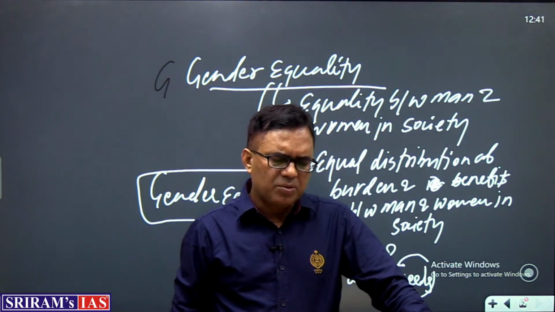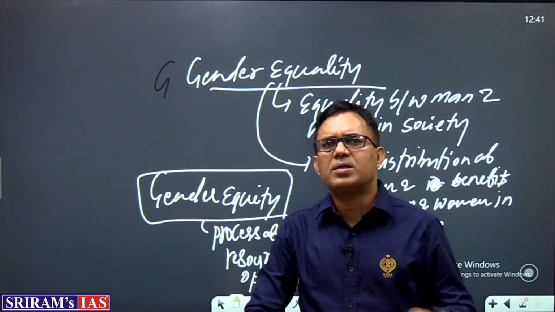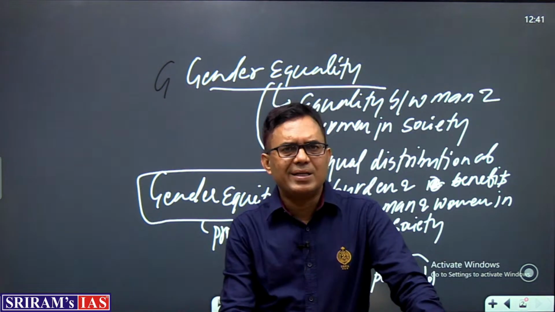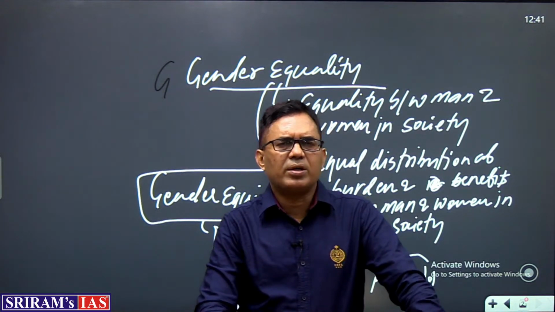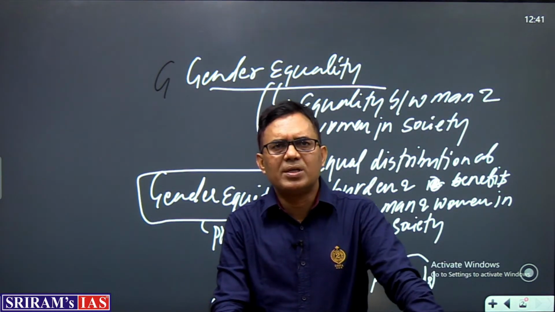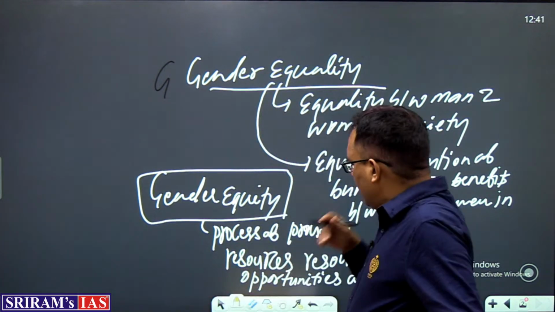So what sometimes we find is that historically there may be prejudice, or in fact there is prejudice against the woman. So gender equity tries to address the concerns of historical inequality, historical imbalances, historical prejudice because of which the woman suffered. So this part we require to mention.